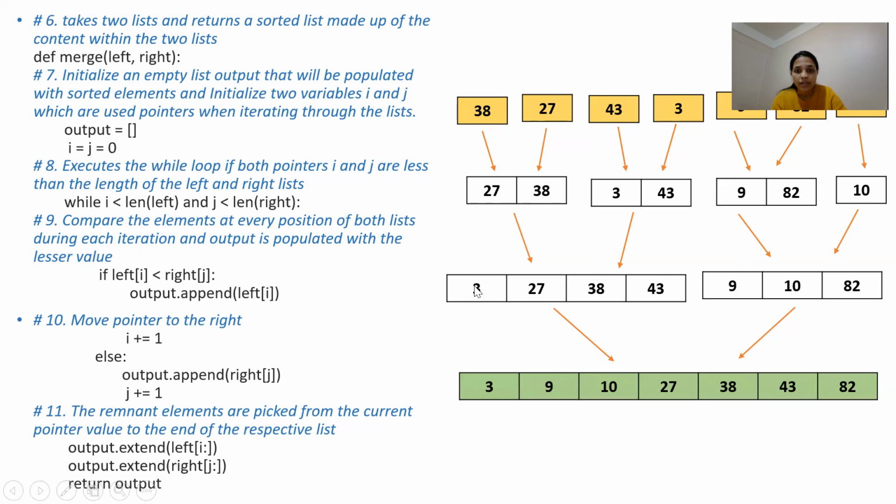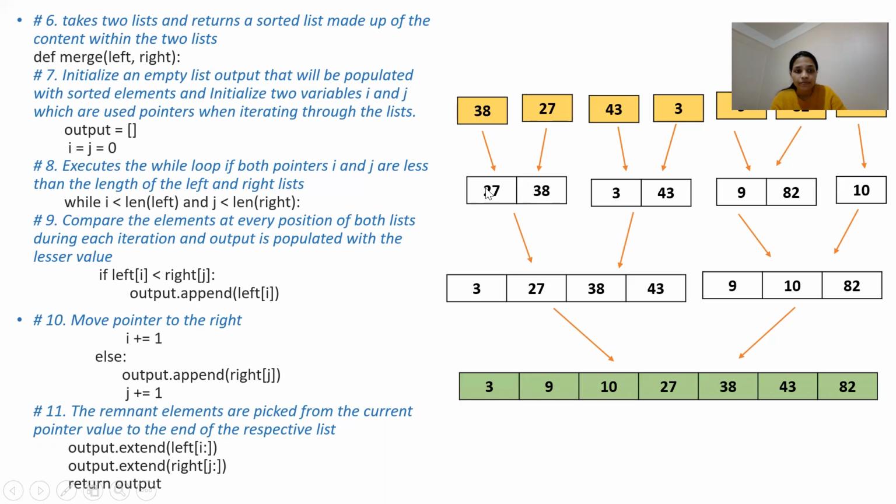So 3 is appended to my output now. Same thing, and when that is done, my j pointer is incremented. So now j points to 43. Next, 27 is compared with 43. 27 is less than 43. Yes, the condition becomes true. Then output dot append left of i. So 27 is appended and my i value is incremented to 1.